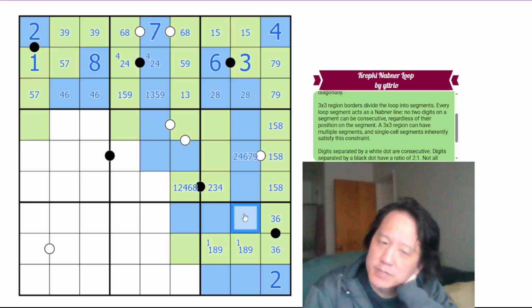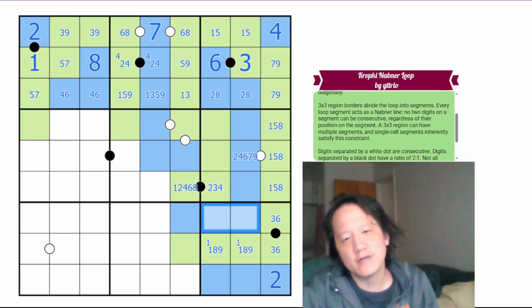Remaining digits in box 9. We cannot have 1, 2, 3, or 6, so we have 4, 5, 7, 8, 9.